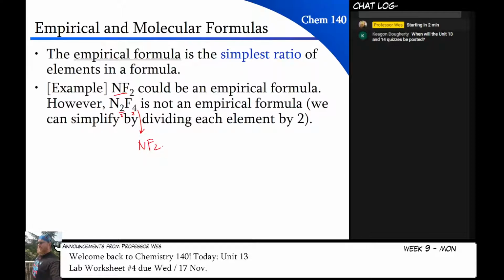Now, empirical formulas do not necessarily exist. So something like this is a molecule that exists. But if I turn it into its empirical formula, this is not a molecule that exists. So empirical formulas are just a sort of model, theoretical type thing. So don't be surprised if you get a formula and think, wait, this doesn't make any sense. It doesn't exist, because it might not.